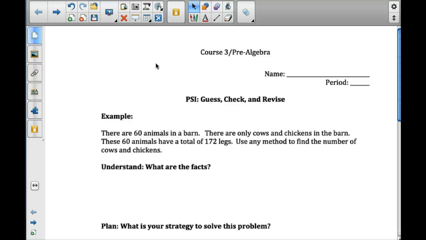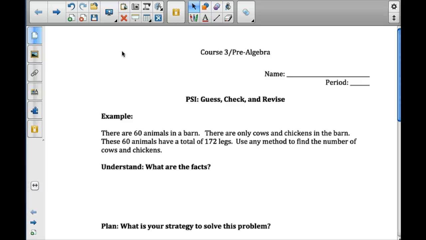All right, who wants to read us this example about the animals in the barn? Daly, read us this one loud and proud. There are 60 animals in a barn. There are only cows and chickens in the barn. These 60 animals have a total of 172 legs. Use any method to find the number of cows and chickens.